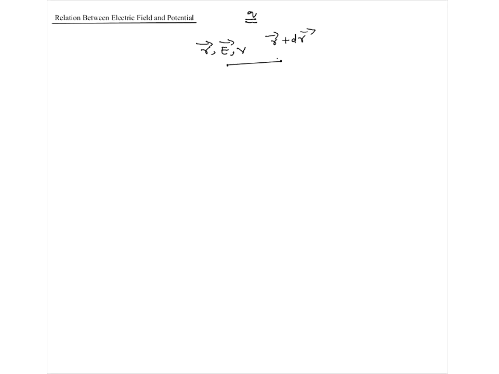Consider some point where the field is E. That field could be due to some charge configuration. In that field, we are moving a small charge q from this point to this point. This point has position vector r. This point has r plus dr. At this point, potential is V.